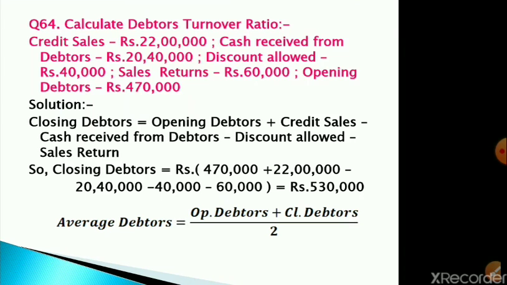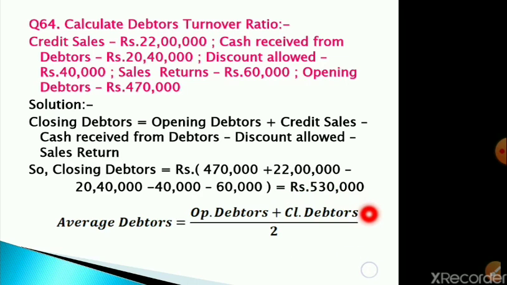So how to find out the closing debtors? From all the information given in the question, we can find out the closing debtors. That is opening debtors plus credit sales minus cash received from debtors minus discount allowed minus sales return. So putting the amount in the above formula, we'll get 5,30,000. That is our amount of closing debtors.